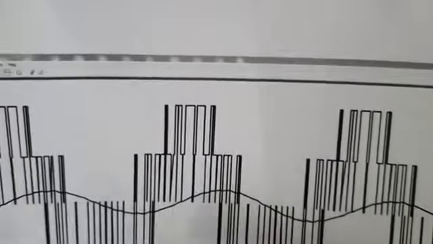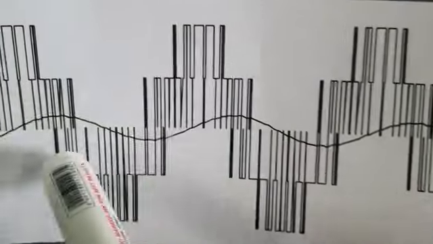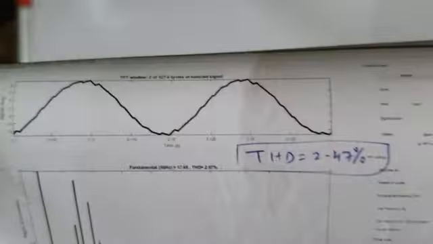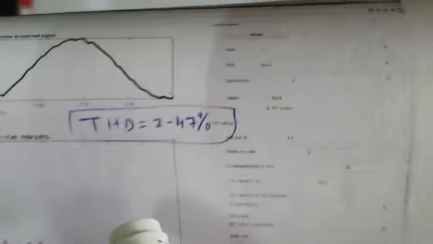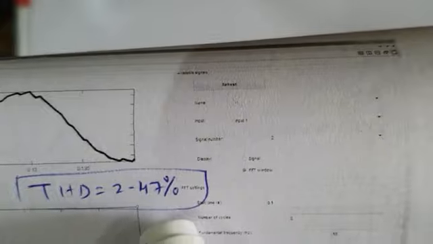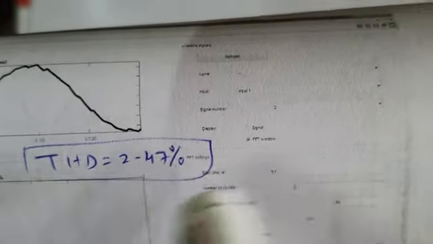These are simulation results. This is phase voltage VRN, and this is line current. And I can show you the line current harmonic spectrum. You can see this is the line current, and this is the harmonic spectrum of line current. You can see THD is very low. It is just 2.47%, which is within the permissible limits.